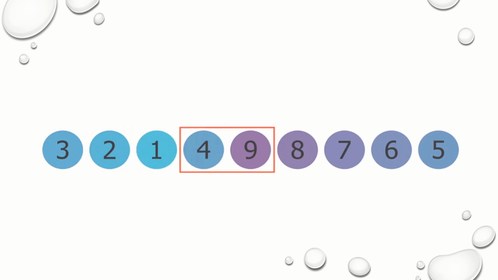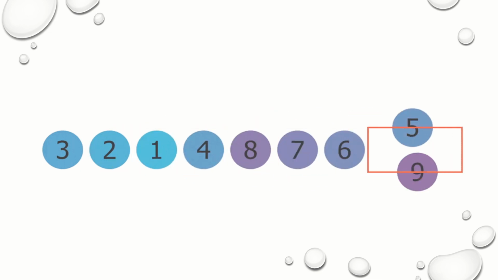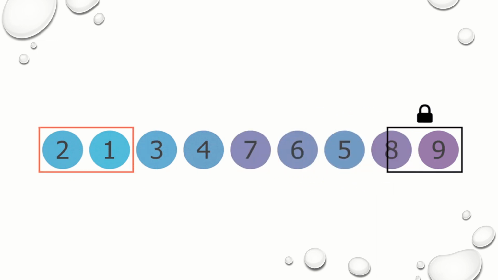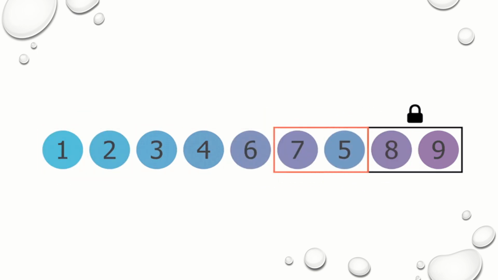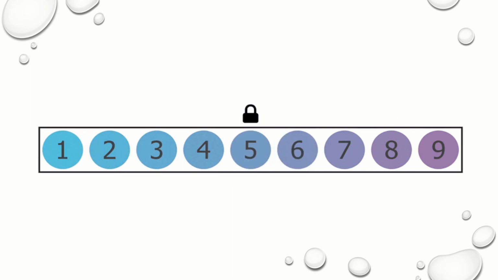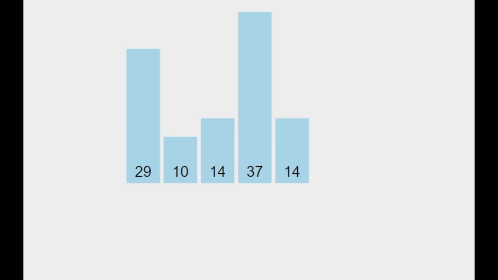The reason why this algorithm is named bubble sort is that in every iteration, elements with greater value than their adjacent elements bubble up or move towards their proper position with each pass. Let's visualize the bubble sort algorithm.